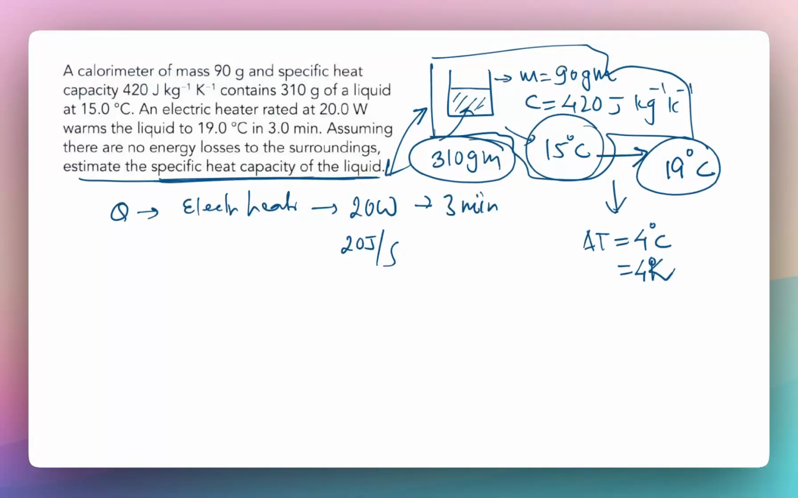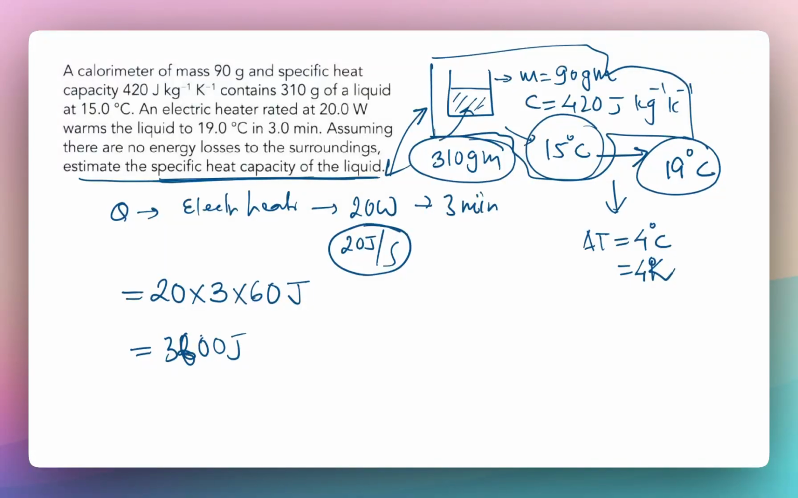How much heat is going into the system? We can compute that. So in every second, it is giving 20 joules. So in 3 minutes, it is going to give 20 joules times 3 times 60, so that is going to be equal to 3600 joules. Okay, so that much, 3600 joules of energy, is going to come in, and that is going to increase the temperature both for the calorimeter as well as the liquid inside. By how much? By 4 Kelvin.